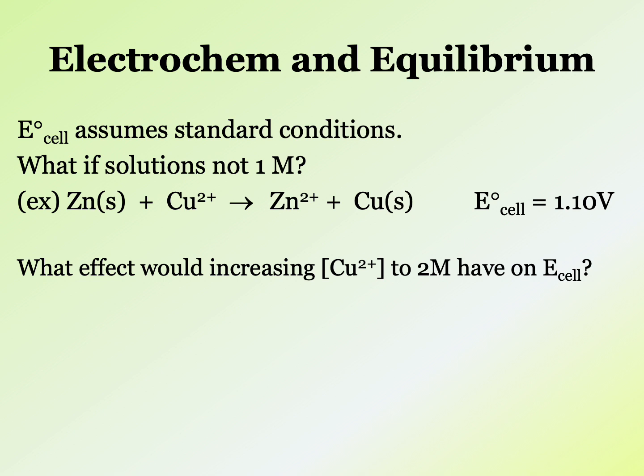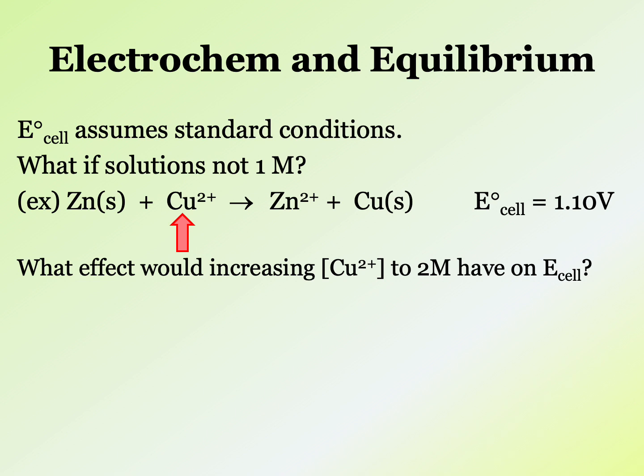So what we're going to look at, and I'm going to show you the equation in a minute, is what happens if we increase the copper 2 concentration to 2 molar instead of 1 molar. So if we increase copper 2, that's an increase in the reactant. Which way would equilibrium shift? If we're increasing the reactants, remember it shifts to the opposite side. So it would shift towards the product side.